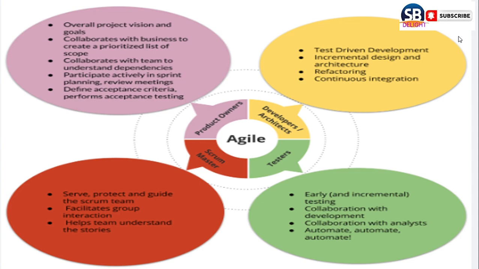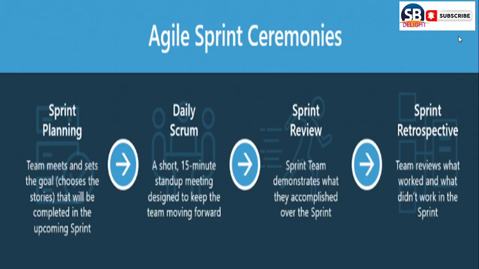The fourth one is developers and architects. They need to understand test driven development, and second is incremental design and architecture. Third is refactoring and continuous integration. See here how Agile sprint ceremonies will work. Sprint planning means the team meets and sets the goal. What is the goal? Choose the stories that will be completed in the upcoming sprint. Daily Scrum means a short 15 minute stand up meeting designed to keep the team moving forward. That means day to day activity.